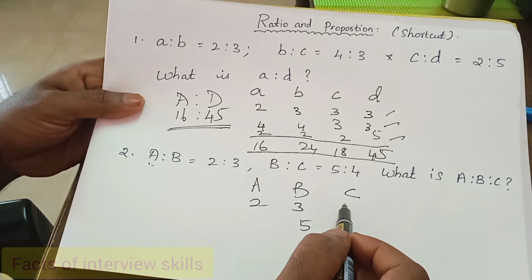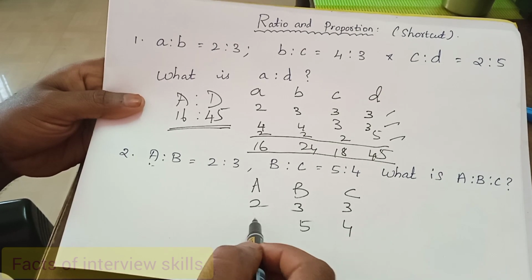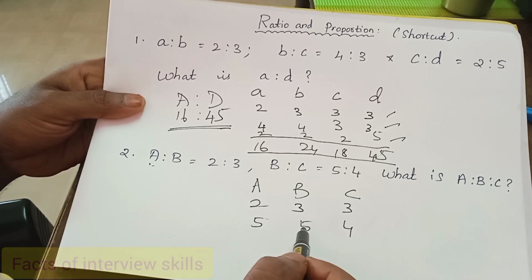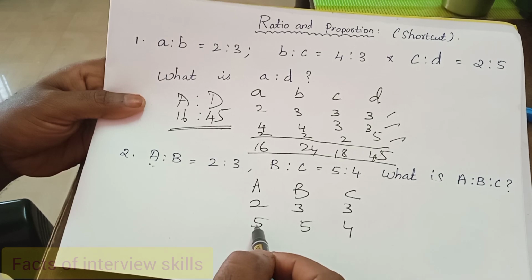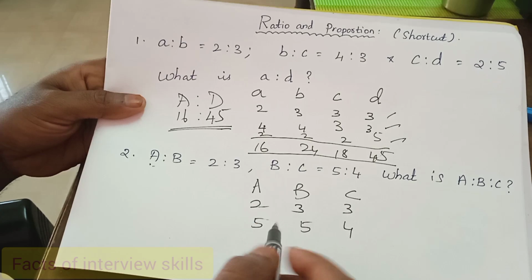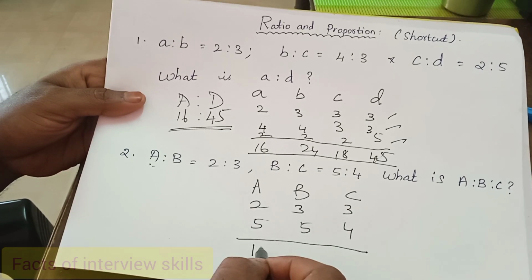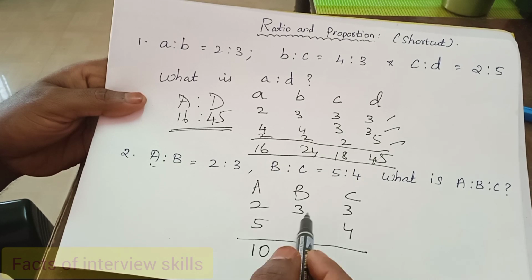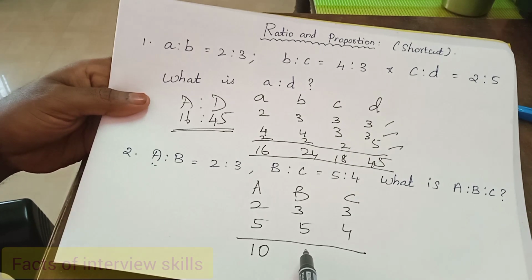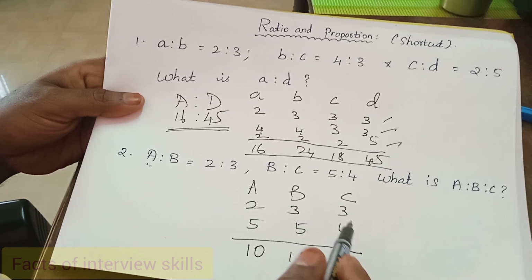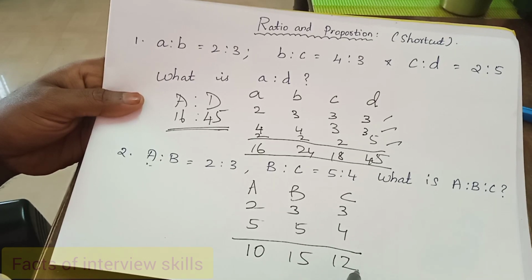Here the nearest number is 3. Here the nearest number is 5. Right? 5 is there, so we have to put this 5 in the gap. Here 3 is the nearest number. Just multiply the numbers. 2 into 5, 10. 3 into 5 is 15. 3 into 4 is 12.